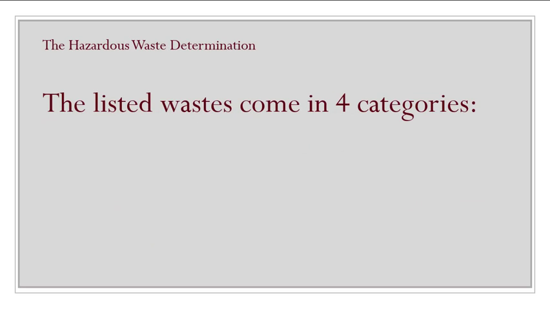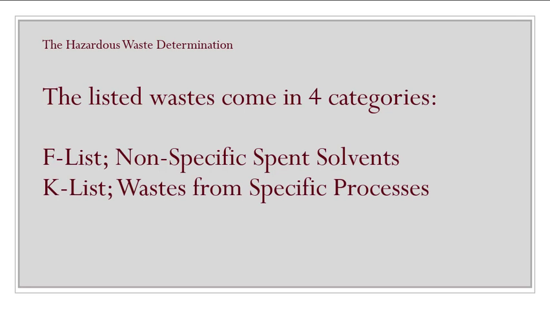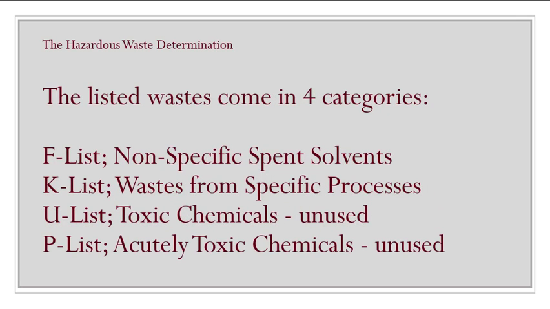The listed wastes come in 4 different categories. There are the F list, which are generally described as non-specific spent solvents. There's the K list, which are wastes from specific processes. There's the U list, which are toxic chemicals that are unused. And there's the P list, which are acutely toxic chemicals that are unused. So those are the lists.